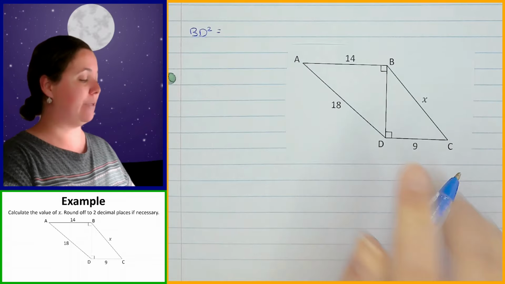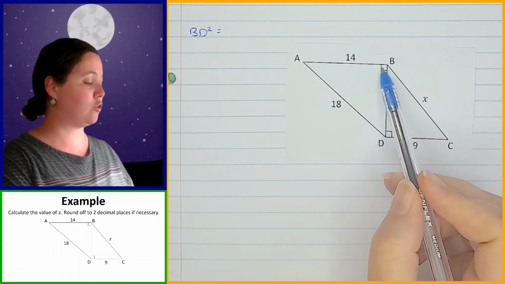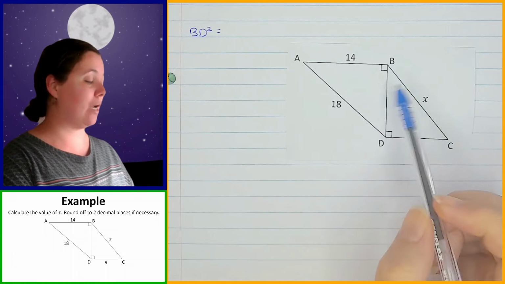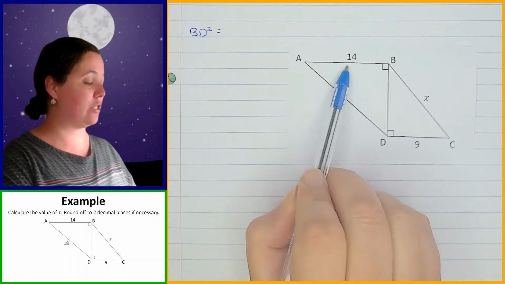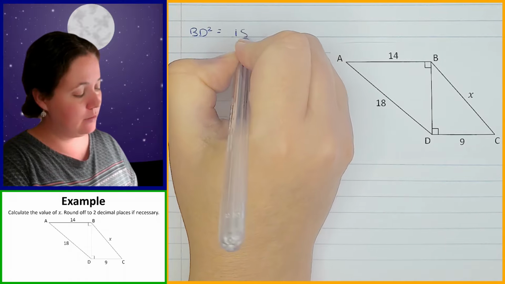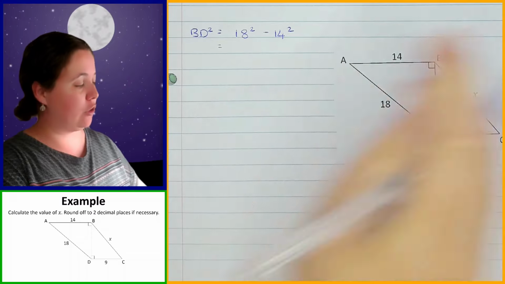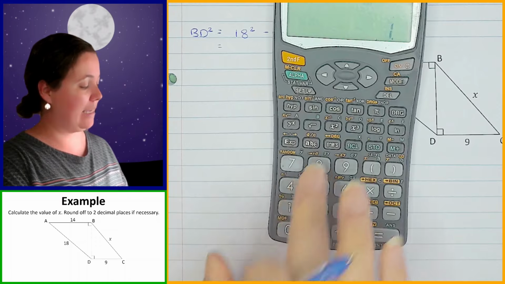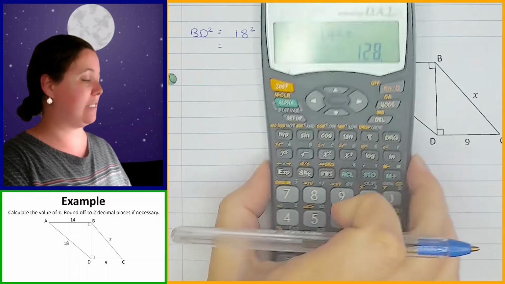is equal to, now BD is not the hypotenuse of this triangle. The hypotenuse of this triangle is AD. So I'm going to have the hypotenuse squared minus the other side squared. So it's going to be 18 squared minus 14 squared. Okay, so now we can go and work that out. 18 squared minus 14 squared, and that gives me 128.